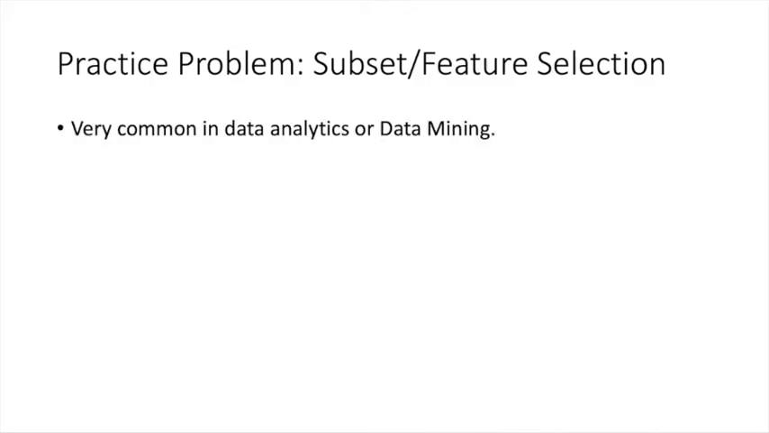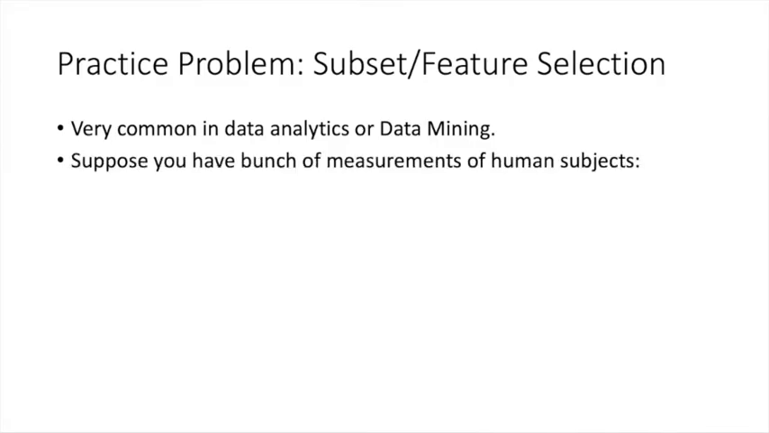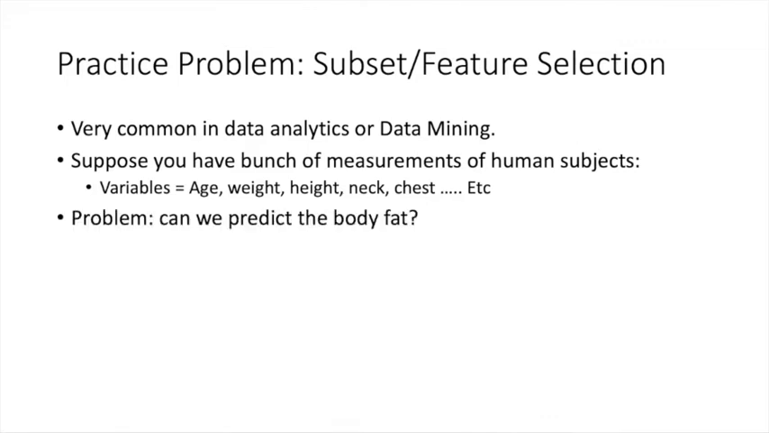So like I said, we are going to practice applying genetic algorithms on the problem of feature selection. It is a very common task in data analytics or statistics. Suppose you have a bunch of measurements about human subjects. For example, these measurements are about age, weight, height, neck and chest measurements, and so on. Now the task facing you is, can you build a formula that takes these measurements and predicts the amount of body fat for a human subject?